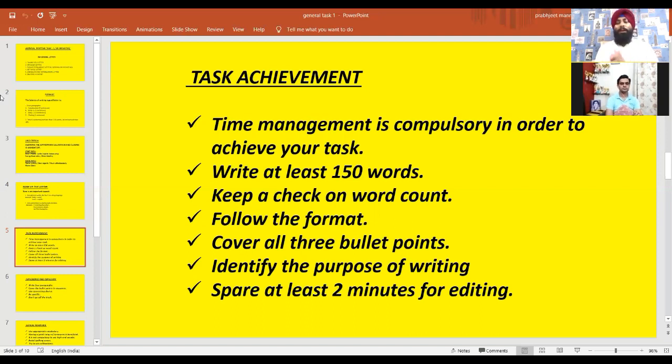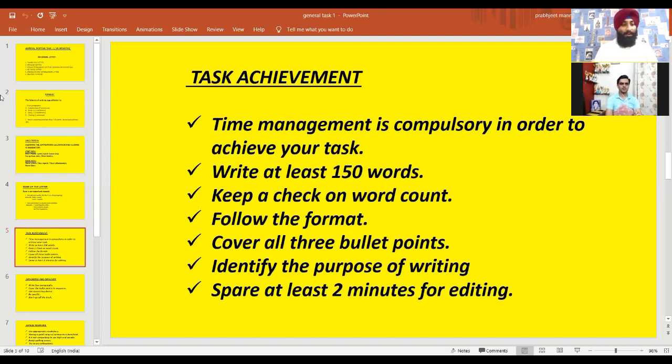See, you can have 25 to 30 words in your introduction, 50 words in body 1, 50 words in body 2, and then 15 to 20 words in your closing. That means you will have 150 words. Okay, then you must follow the format. Then you must cover all 3 bullet points. See, what I believe is that they have already done half of the task for you over here. The rest is to be done by you. Yes. You just need to write it in a proper form of your language. Then you must identify the purpose of writing the letter, okay, in order to accomplish your task. And then you must spare at least 2 minutes always for editing.